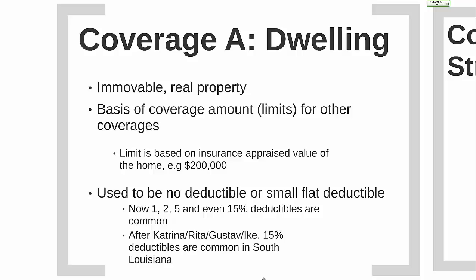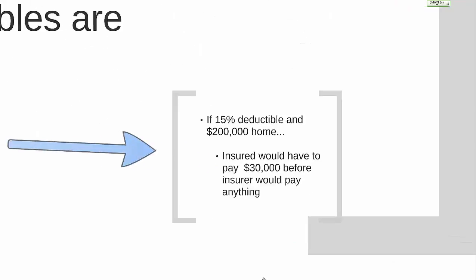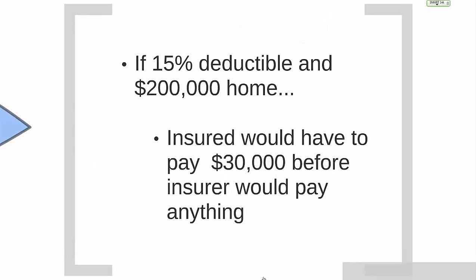After Katrina, Rita, Gustav, and Ike, between 2005 and 2008, 15% deductibles became very common in South Louisiana. Again, just think of how much homeowners have to save in order to pay for a loss because of these high 15% deductibles. For example, if you have a 15% deductible and a $200,000 home, the insured would have to pay $30,000 before the insurer would pay anything. Insurance truly begins at this point to be there only to pay very high severity and very low frequency losses.